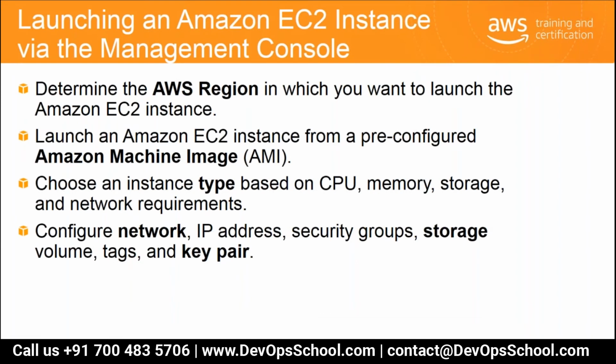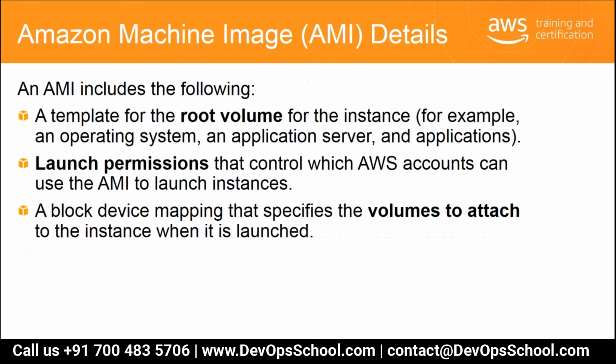So let's start looking at how to launch an EC2 instance using the Management Console. For you to do that, first you have to determine which AWS region you will use. Then you have to decide which EC2 machine image, which AMI, you will use, and then choose an instance type based on your CPU, memory, storage, and network requirements. Lastly, you will have to configure the network, IP address, security groups, storage volumes, tags, and key pair. These are the things we have to take care of, so these are the steps.